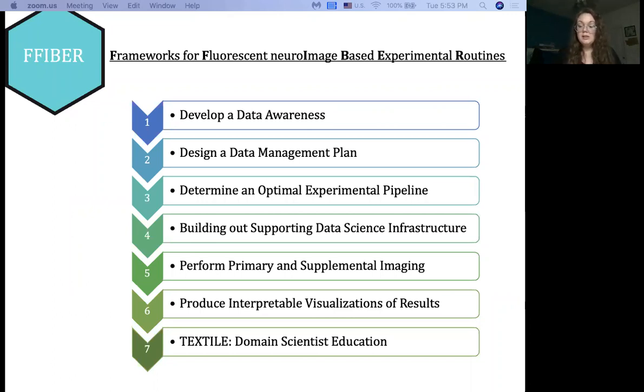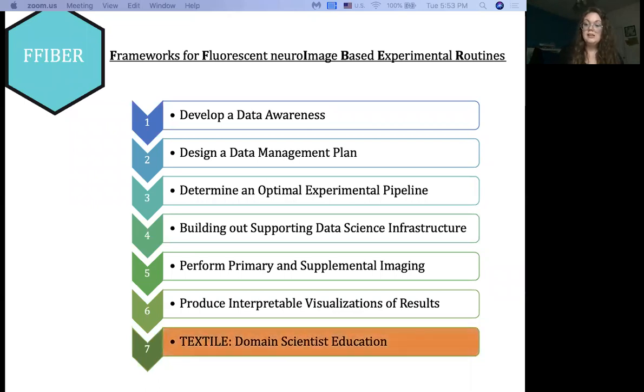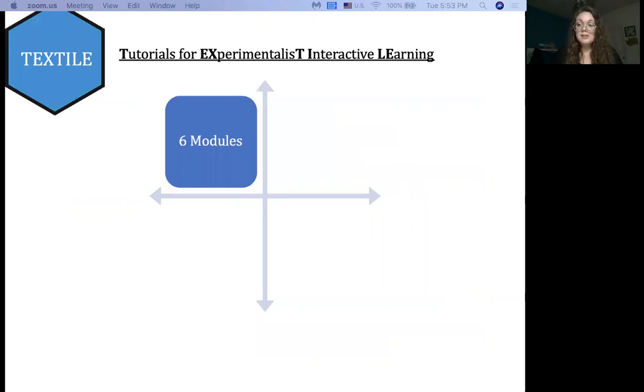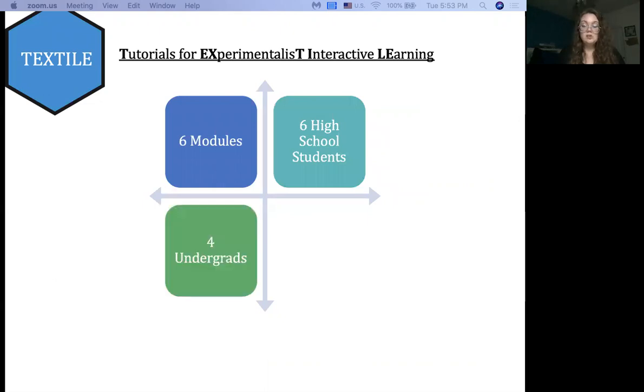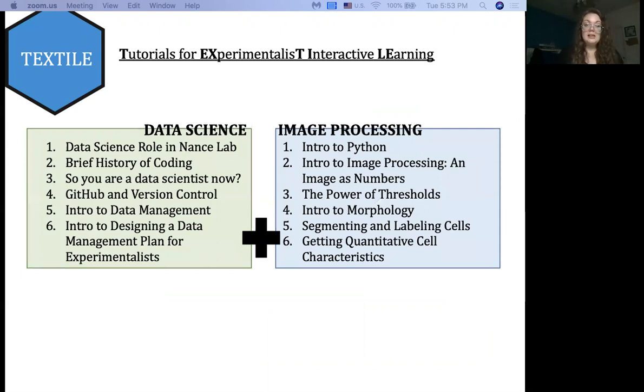deprivation model, we realized we needed one more step, which is TEXTILE, or domain science education, which are tutorials for experimentalist interactive learning. That way data scientists can pass on their knowledge of the pipelines they've created so domain scientists can run them themselves. We've actually already created 6 modules that we've run by 6 high school students, 4 undergrads, and 5 graduate students that basically pair learning of data science, such as a brief history of coding, the concept of what a data scientist is, and version control with specific image processing techniques that we're using in the Nance lab. That has allowed us to actually train our domain scientists in data science with minimal downtime.